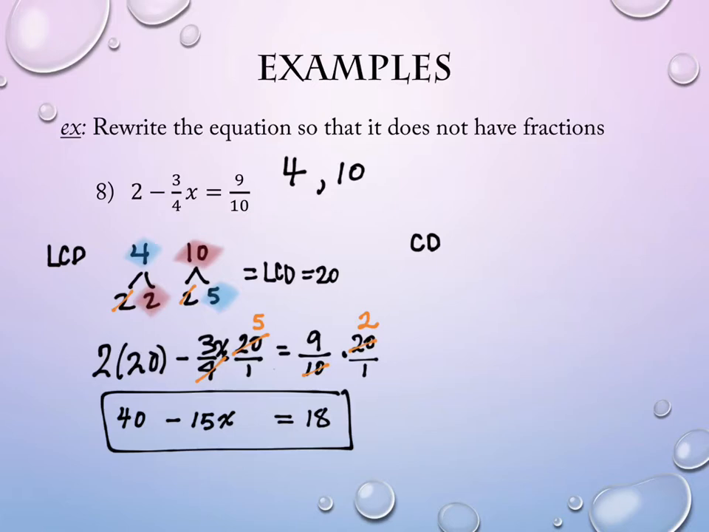That equation that's in the box is a lot better than the first one we started with. Okay? So that's how you can do it with least common denominators. Let me show you how you can do it with common denominators. Common denominators mean that we just multiply the two denominators together.